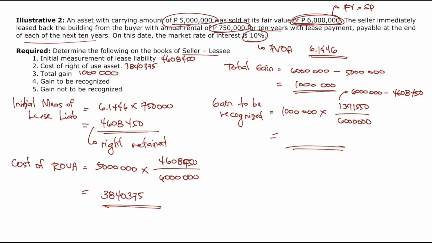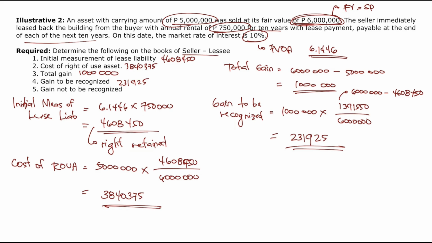So, how much is this equal to? 1 million times 1,391,550 divided by 6 million, or this is equal to 231,925. Okay? So, 231,925 will be our final answer here in requirement number 4.